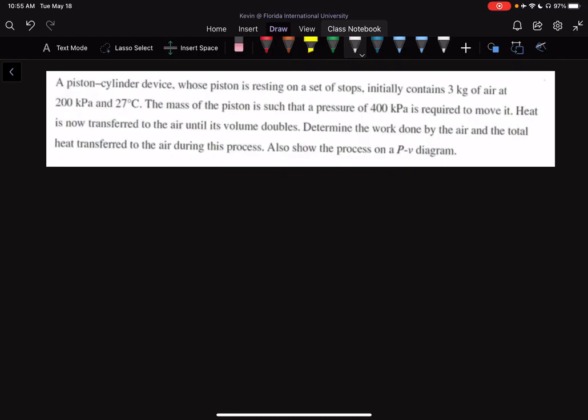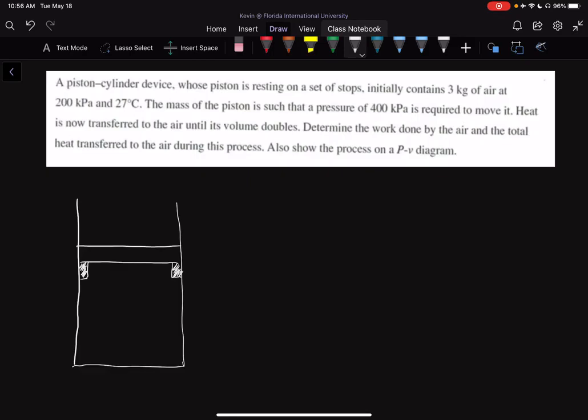So it says that a piston cylinder device whose piston is resting on a set of stops initially contains 3 kilograms of air at 200 kilopascals and 27 degrees Celsius. So the first thing I want to do is draw the system because now we have a set of stops, so I just want to make sure that I'm drawing it right. So we have our piston cylinder, and we're told that our piston is resting on a set of stops. So we have some stops here, which I'll highlight in white, and we know that our piston is resting on that set of stops.